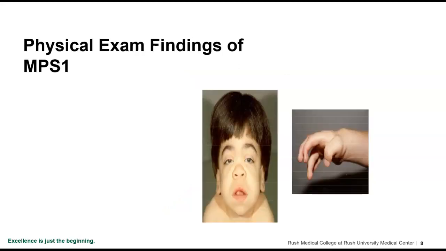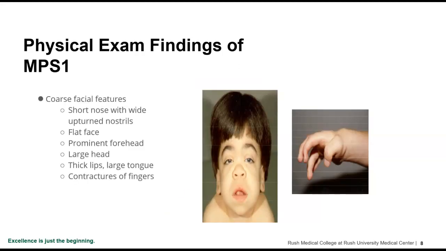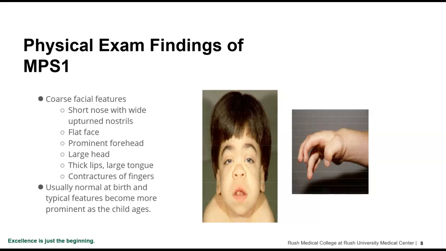So it's pretty rare. But anyway, MPS I clinical characteristics include a short nose that's kind of upturned. You can also see a flat face, prominent forehead, and it's usually macrocephalic, like a large head. The lips are thick. Again, here's this upturned nose, and we have contractures of the fingers. I once had a girl that was diagnosed with Hurler-Scheie. She presented around 6 or 7, and she couldn't do the monkey bars. They're usually normal at birth, but become more progressive over time.